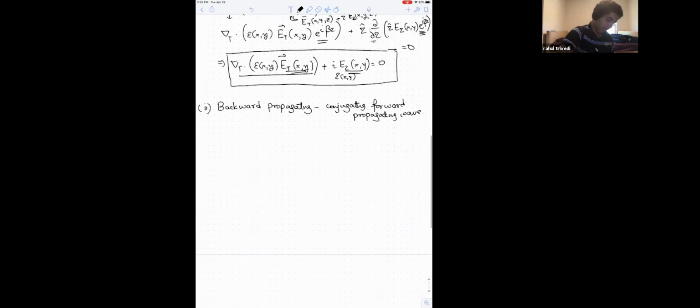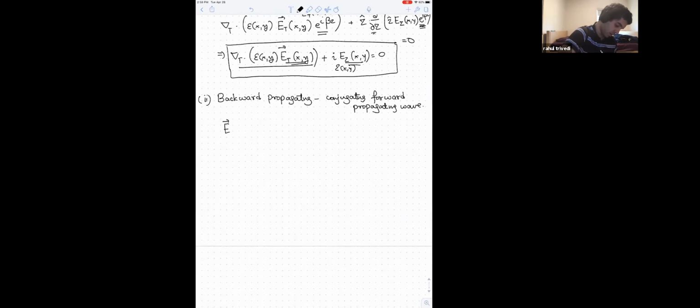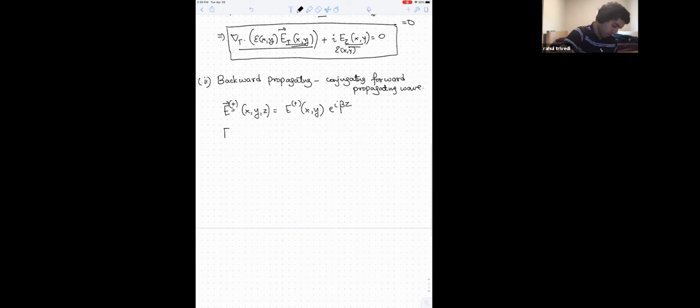Right. So if you have, in other words, if you have E^+, which is a forward propagating wave, as a function of x, y, and z, I've written a plus here to indicate it's forward propagating, as some electric field mode of x, y times exponential i beta z, then you can construct a backward propagating wave as the conjugate of the forward propagating wave, right?